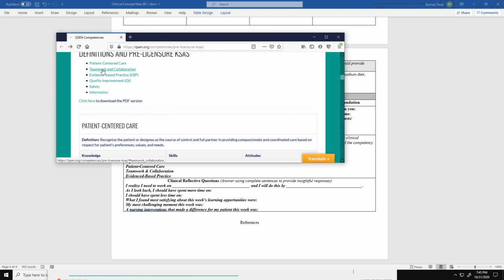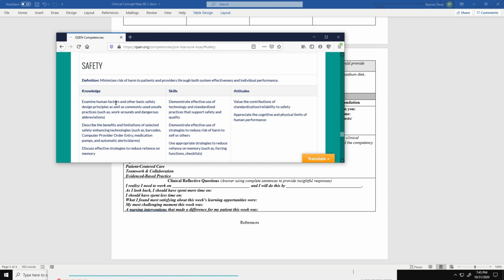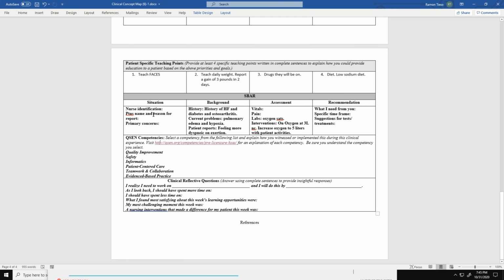So quality improvement, teamwork and collaboration, safety. Let's click on that one. Examine the human factors of other basic safety design principles, as well as, so yeah, it gives you an idea of the kind of thing that you would put. For safety, you can put on there that the patient has a bed scale, right? We gave them a bed scale and continually reinforced that the patient asks for assistance when he tries to get up to go to the bathroom or something like that. So that's what you do there with the QSEN competencies.